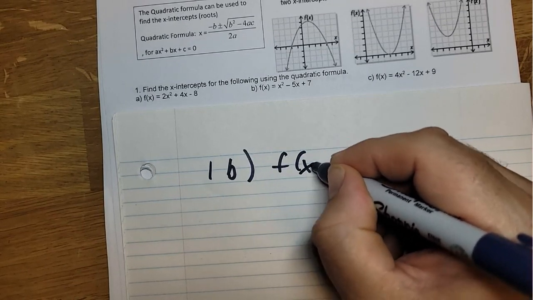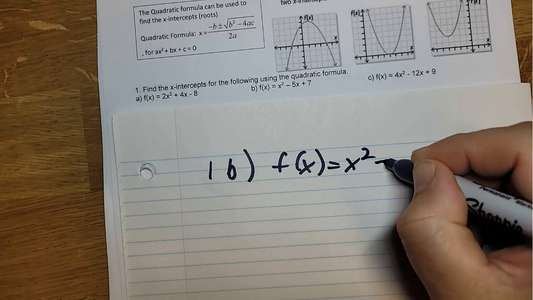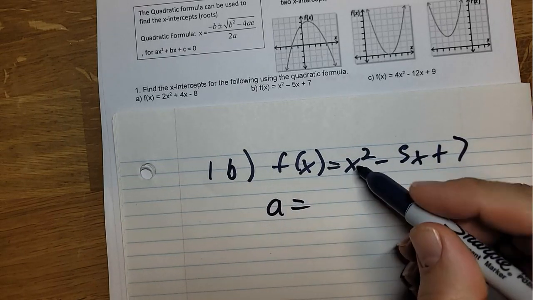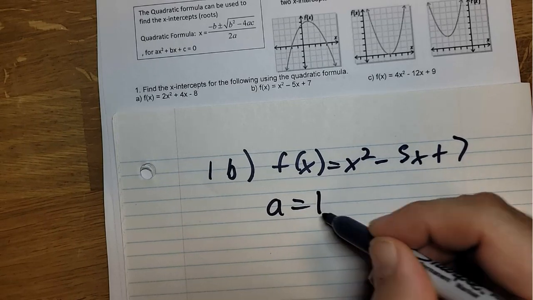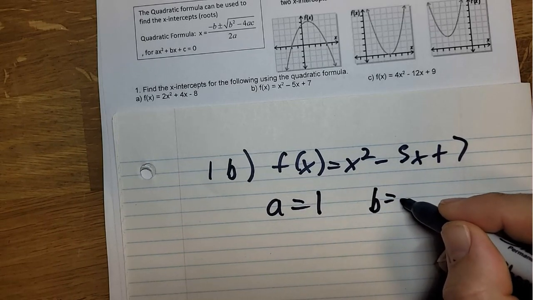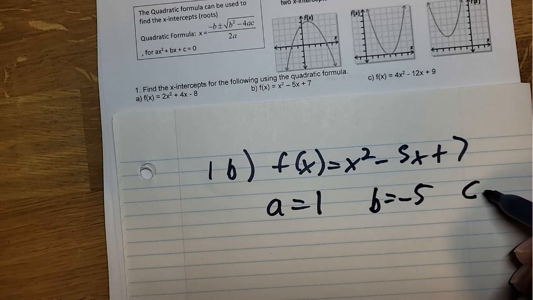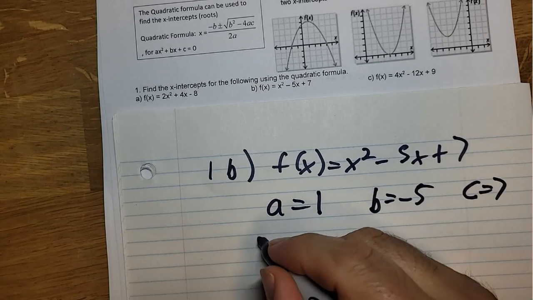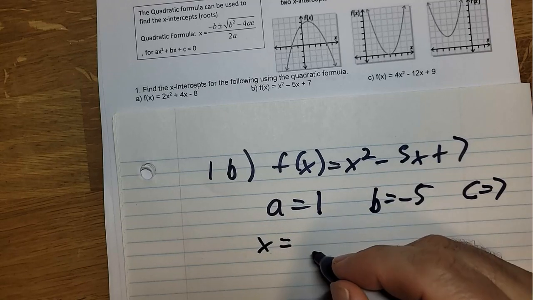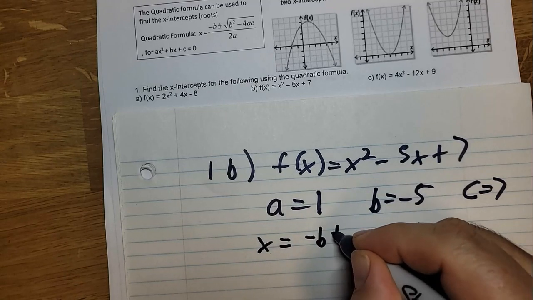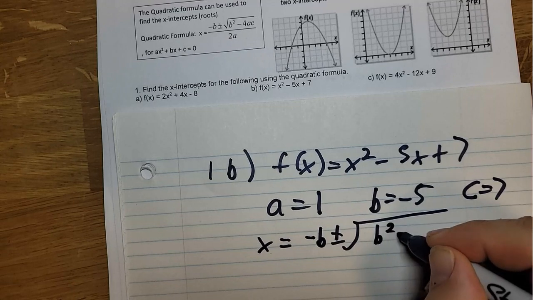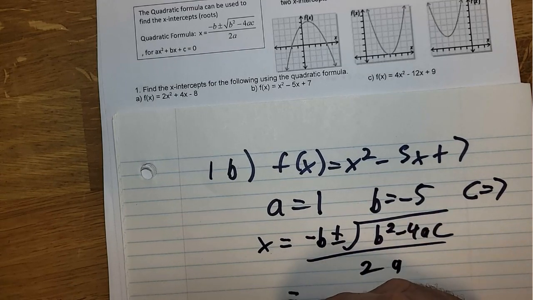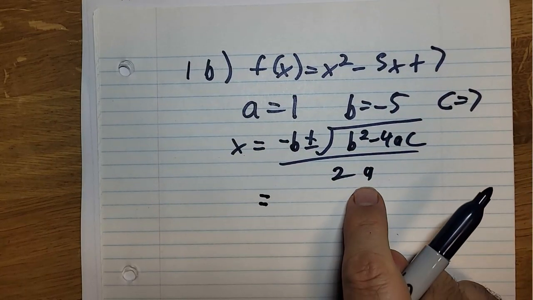So f of x equals x squared minus 5x plus 7. Okay, now in this case, there's no number in the front, so A is 1. B is negative 5, and C is 7. Let's write our equation here, and again, you can skip this step, you can go right into the equation. Negative b plus minus the square root of b squared minus 4ac all over 2a. So you can go right into this right here.